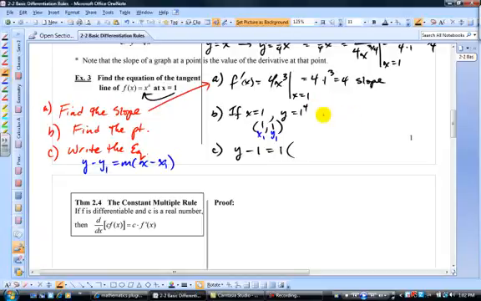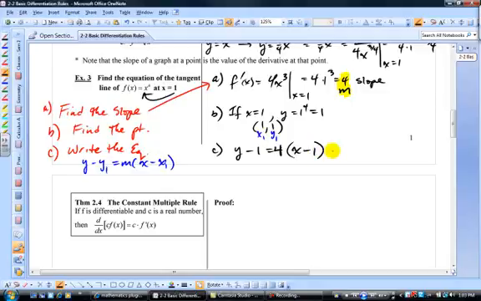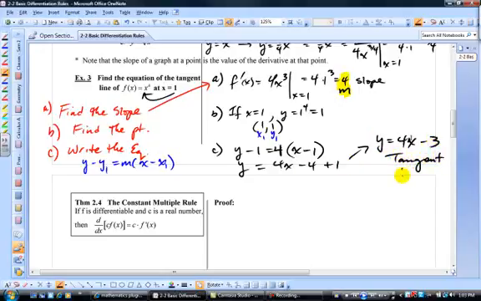Okay, that's your point, so that's 1. Here's your slope right here. m equals 4 here, so let me substitute 4 in. You get 4 times the quantity x minus x1, which is 1. So you have y is equal to 4 times x minus 4 plus 1. Distribute through the 4 and then add the 1, and that results in a tangent line that looks like y equals 4x minus 3. See, negative 4 plus 1 is minus 3. Okay, there's your tangent line right there.